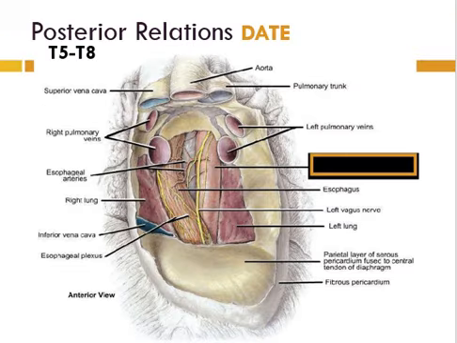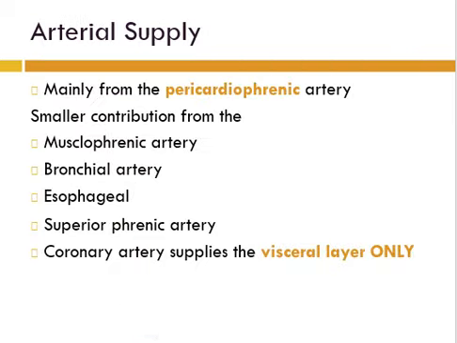Okay, this picture clearly shows about all these contents of the pericardial cavity or sac. Now, what is the blood supply? In the blood supply, we will first tell about arterial supply and then venous drainage.